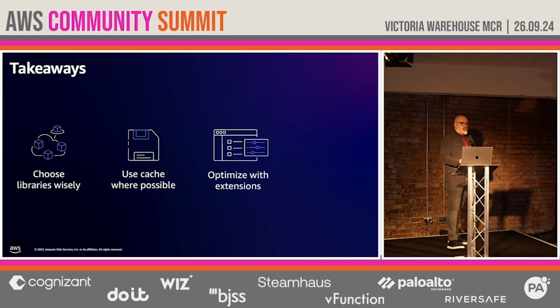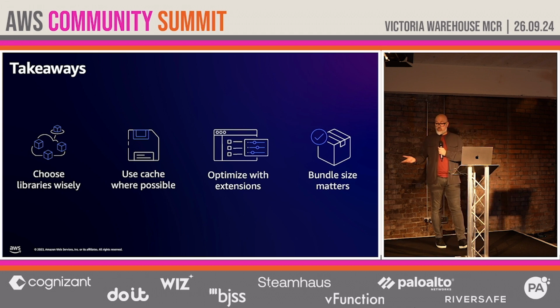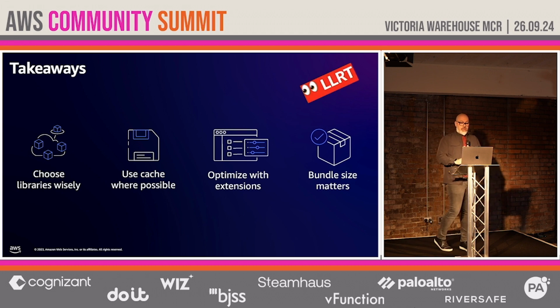Extensions can optimize your workload. You can even create a custom extension. For instance, in the example before, I was loading ES modules from EFS, but you could do it from an S3 bucket. Create an extension that spins up a nice web server, fetches the stuff from S3, and then enables my Lambda to load the module at runtime. And finally, bundle size matters. We saw that. So remember also LLRT, that could be an option to look into.